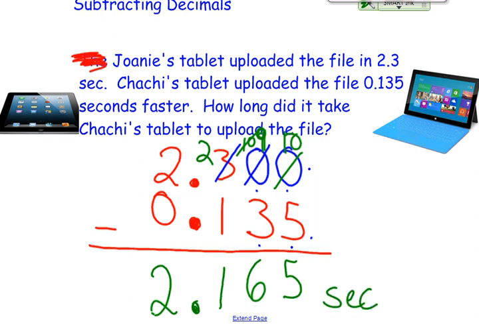I have my problem solved, right? But I needed those extra zeros to do it correctly. Let's try another one.